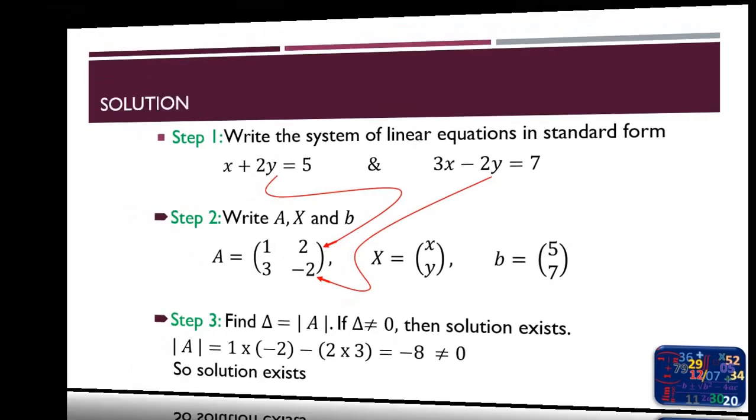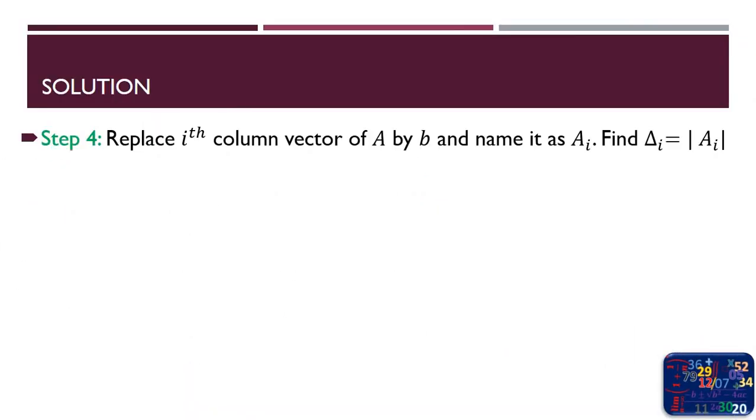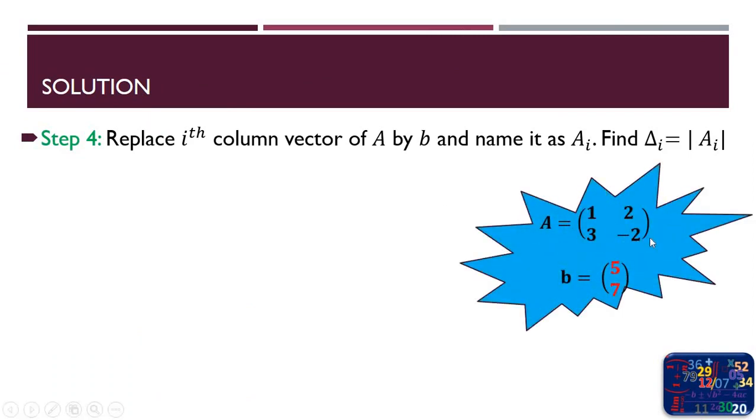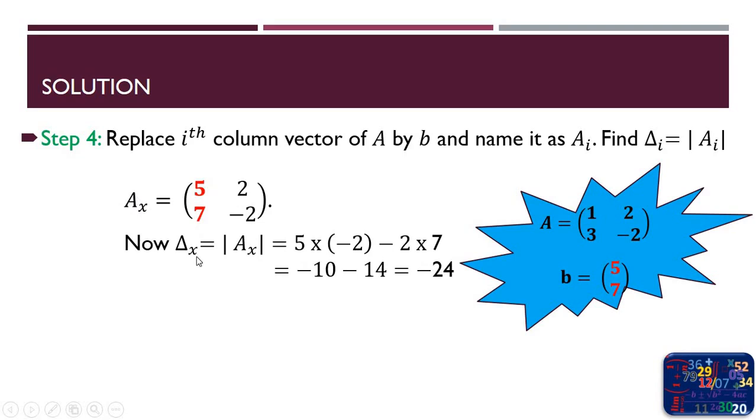So a solution exists. Now what we want to do is replace the ith column vector of A. How many column vectors are there for A? There are 2 column vectors because there are 2 unknowns, 2 variables x and y. First we replace the first column vector with B, the constant elements column vector. So 1, 3 will be removed and filled by 5, 7. We get a new matrix, and for this one we find delta x. Now find the determinant of this one. We will get minus 24. This value can be negative or positive or even 0 also.